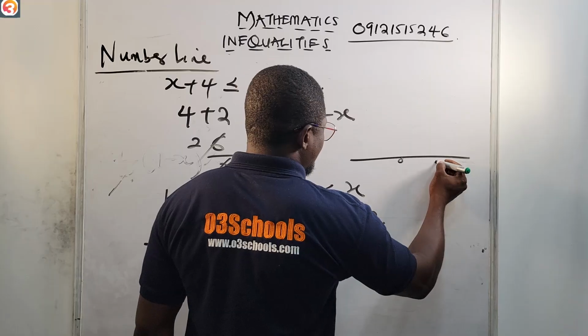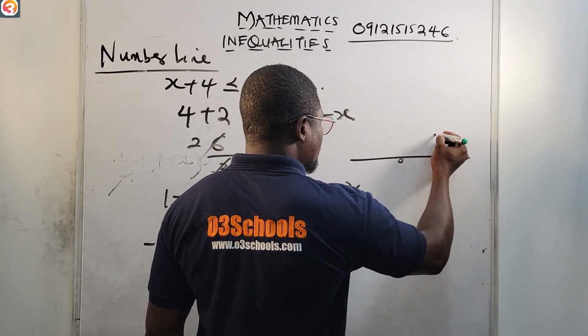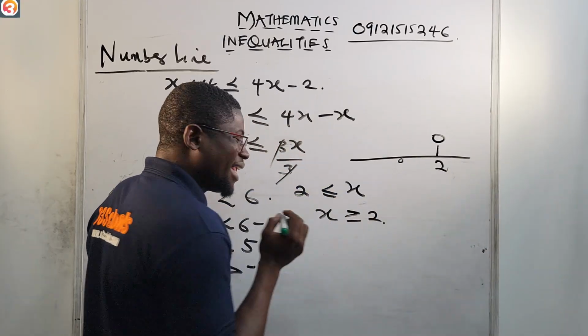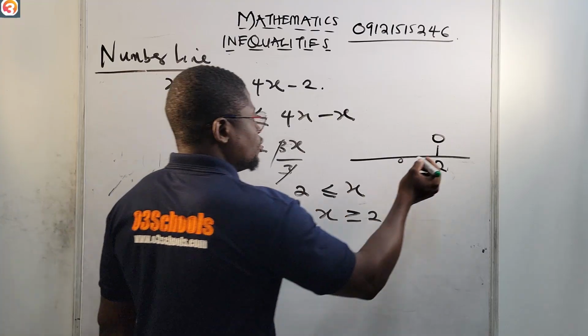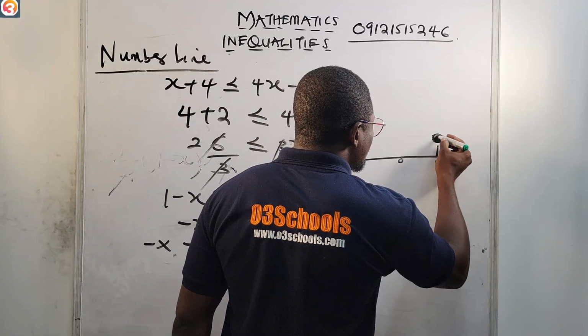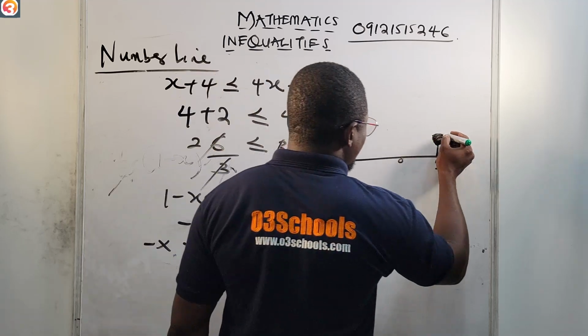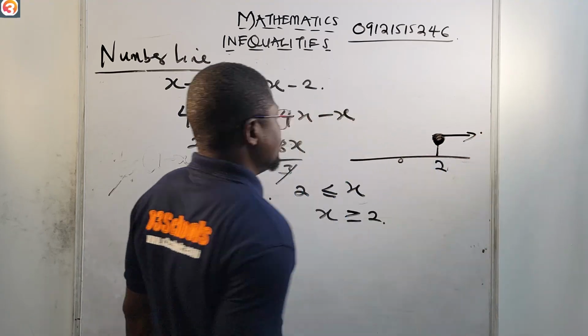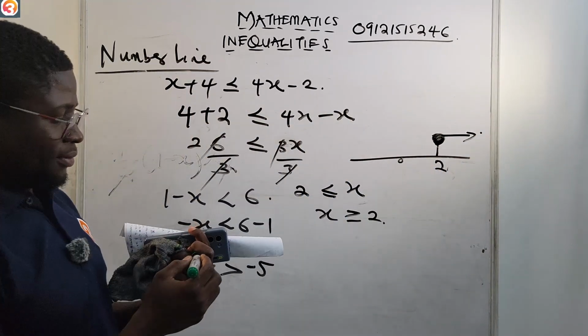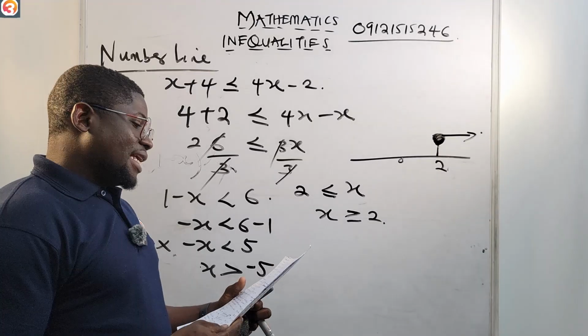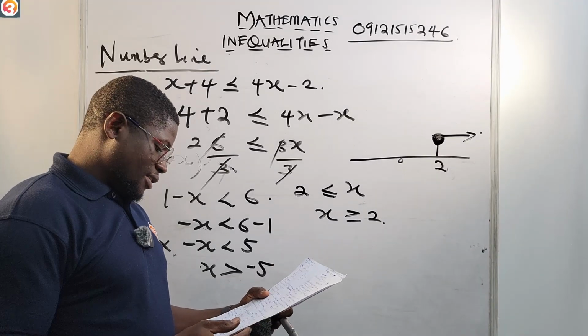Okay, this is 0, these are positive values. If you go up, but it is a weak inequality in this case, so I'm going to represent it with a closed dot. And is it greater than? Yeah, it's greater than, so it will be pointing to the what? To the right. Simple as ABC. All right, so that is the number line.